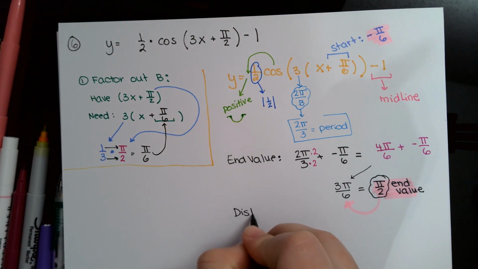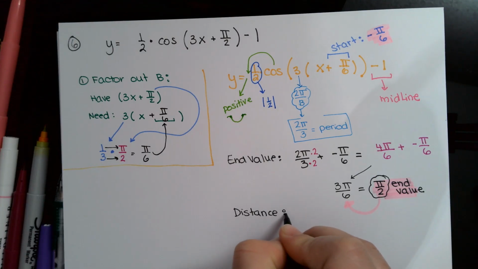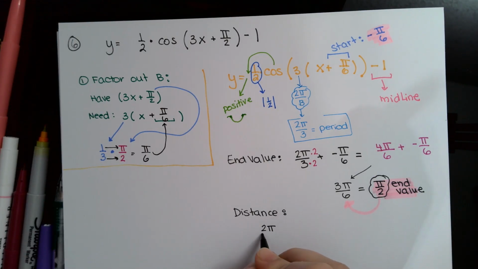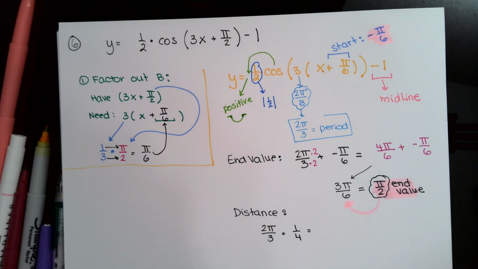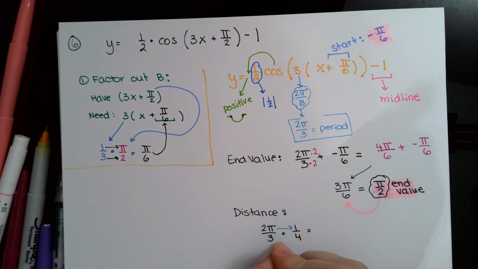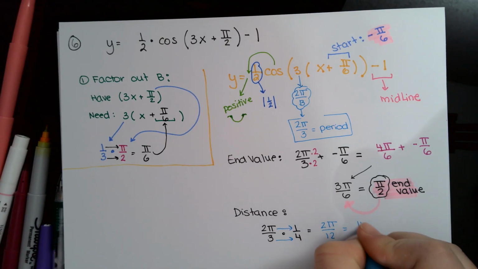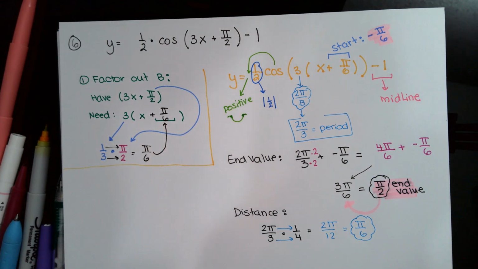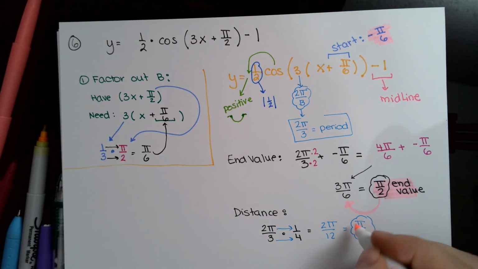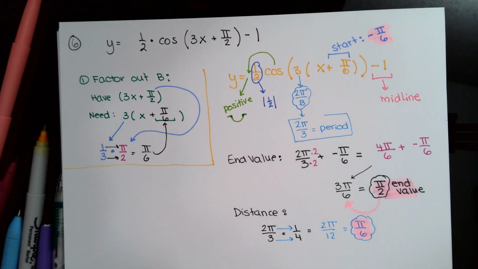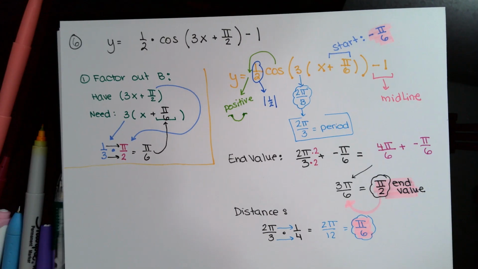Let's find our distance. Distance, we're taking our period of 2 pi thirds, always multiplying it by 1/4. So we go straight multiplication. 2 pi over 12 is equal to pi 6. So now that we see our end value and our distance and our start wanting a denominator of 6, I'm definitely going to use that 3 pi 6 temporarily because I already have common denominators with my start.